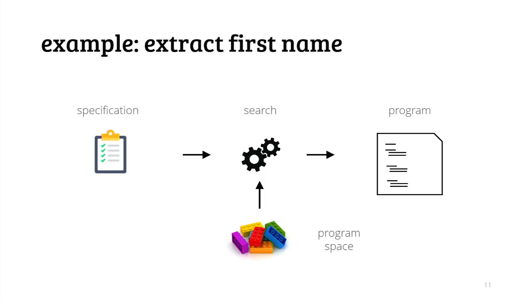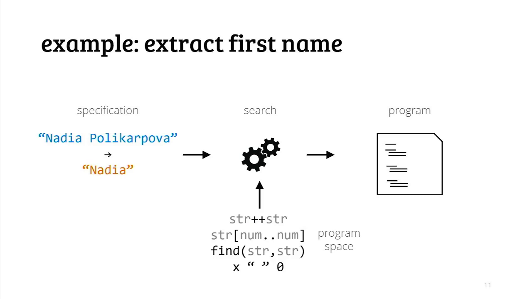So for example, maybe we want to synthesize a string transformation that takes a string and returns a string that extracts a first name out of a full name. And I could specify it by giving this example, right? So my full name goes to my first name. And what kind of program space do we want to consider? Well, let's consider a very, very simple language of string manipulations that only has these 3 operations and 3 constants.